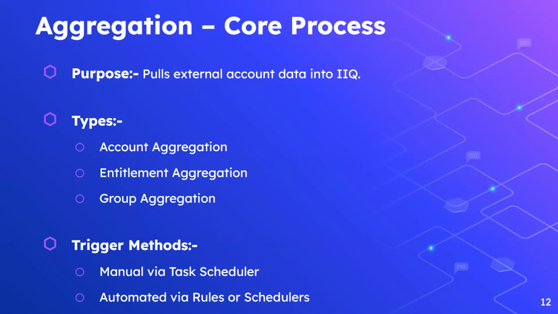Correct. Okay, and then trigger methods would be manual via task scheduler. So you can set a schedule for it manually and say, hey, run account aggregations every, I don't know, every 2 weeks or whatever. Entitlement aggregation every 3 weeks. Group aggregation every 3 months, something like that. And then automated via rules or schedulers.